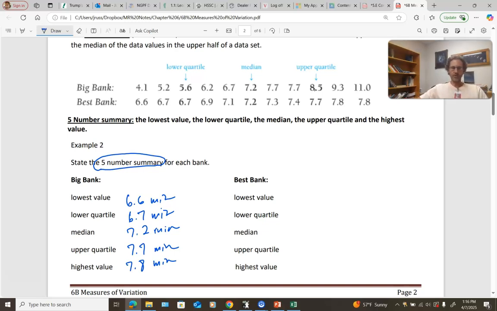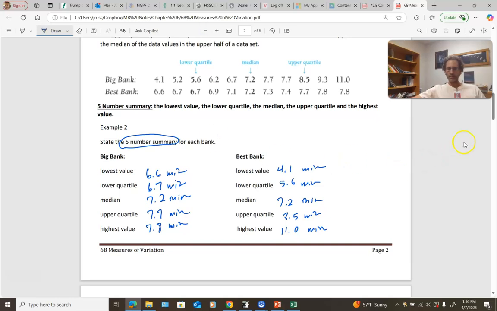They're already shown. So the lowest value is 4.1 minutes. The lower quartile, or the first quartile, is 5.6 minutes. The median is the same at 7.2 minutes. The upper quartile is 8.5 minutes. And then finally, the maximum, or the highest value, the longest waiting time, was 11 minutes. Okay, so that's what the 5-number summary is. And you will have to provide this in your statistics project.